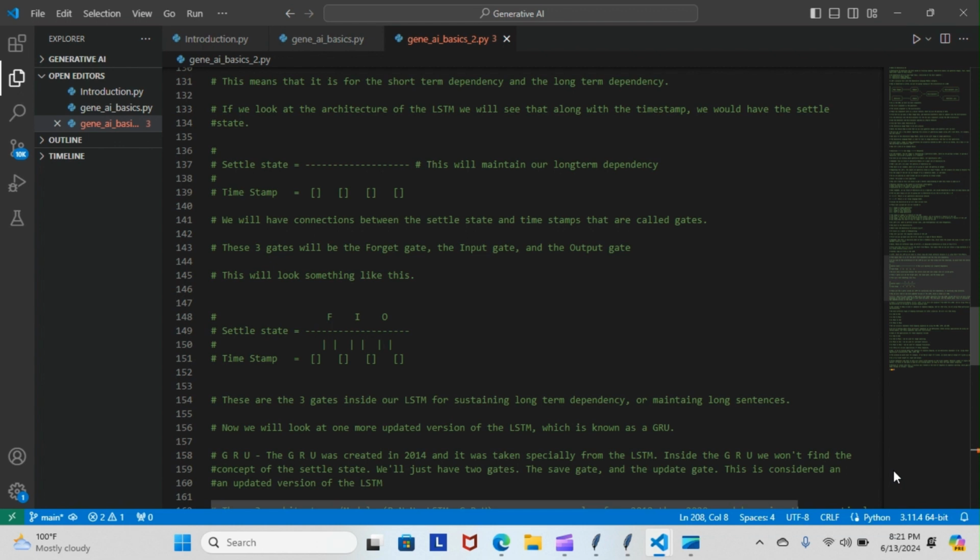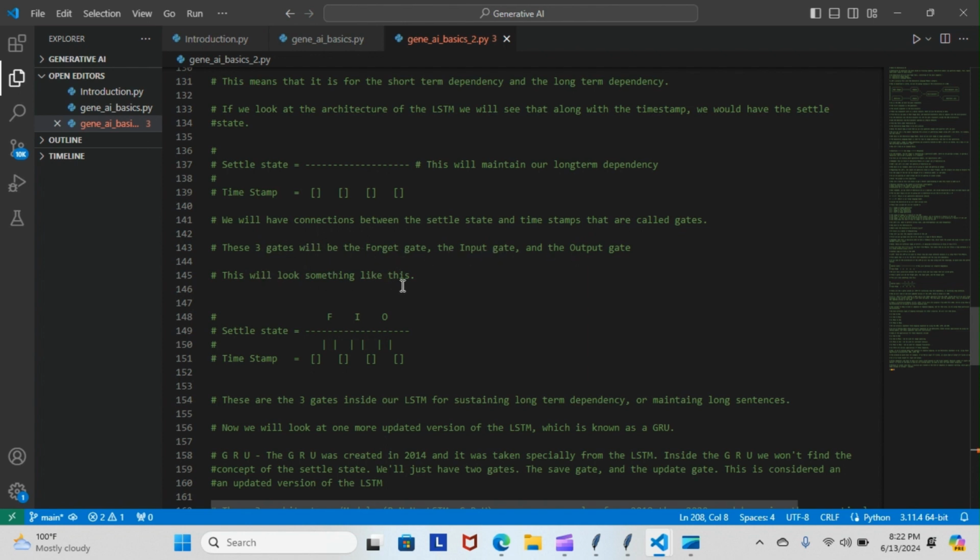So, if we look at the architecture of the LSTM, we will see that along with the timestamp, we would have this cell state. This is our cell state here, and this is our timestamps. The cell state will maintain our long-term dependency. As you recall, the RNN is mainly used for short-term memory, so we would use something like the cell state here to handle our long-term dependency. We will have connections between the cell state and the timestamps that are called gates. These three gates will be the forget gate, the input gate, and the output gate.